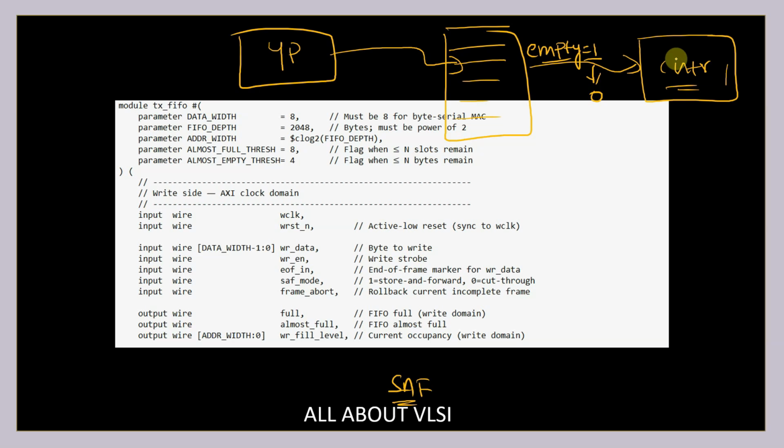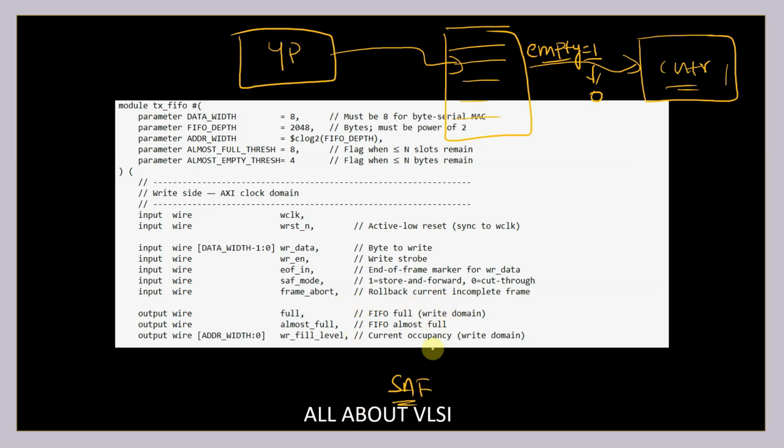This we already know. If empty is equal to 0 only, then only the controller is going to read the information. Until the processor has written all the bytes into this FIFO, empty will be 1 only. Generally, if we are working with FIFO, if at least one location has been filled, we will assert our empty to 0, right? But over here, in the case of my SAF mode, I'm going to maintain my empty signal at 1 itself. Only when all the bytes have been written, I'm going to make empty equal to 0. Then the controller is going to read. That is nothing but my SAF mode, which is store and forward.